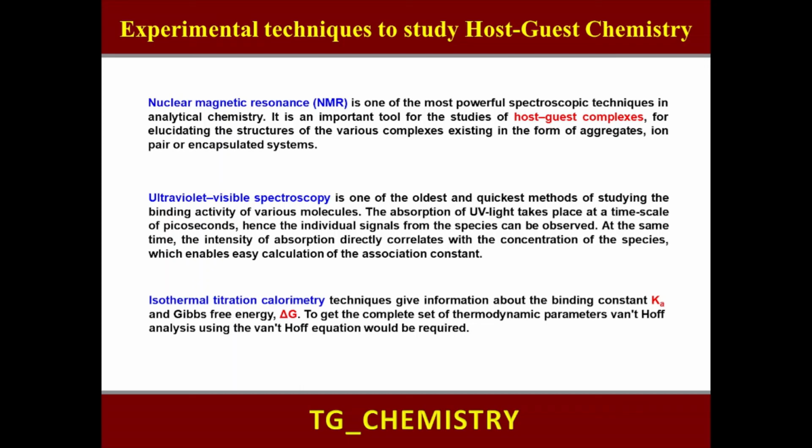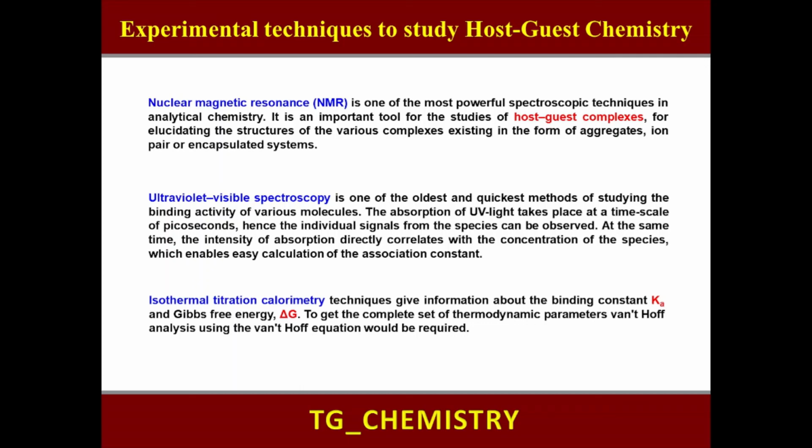The absorption of ultraviolet light takes place on a time scale of picoseconds, so you can understand how quickly it happens, and hence the individual signals from the species can be observed. At the same time, the intensity of absorption directly correlates with the concentration of the species, which enables easy calculation of the association constant.